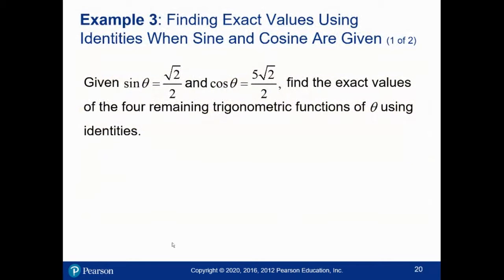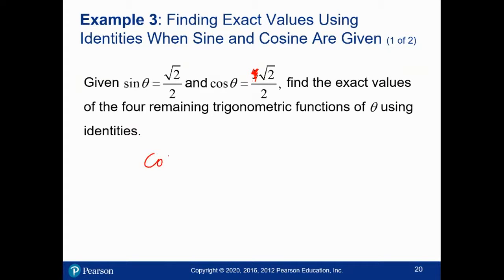So suppose sine of theta is root 2 over 2, and cosine of theta is 5 root 2 over 2, which it can't be. So I am suspecting this is a typo and there's not supposed to be a 5 there.